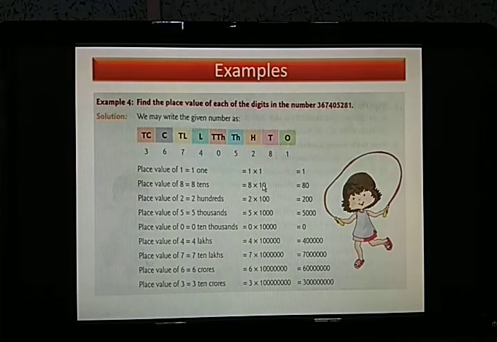8 is in the tens place, so it will be multiplied with 10. 2 is in the hundreds place, it will be multiplied with 100. Similarly, it will go on. In whichever place the digit lies, accordingly, you have to multiply with that number, and only then we will get its value. And when we add all of this, we will get this same number. Clear?